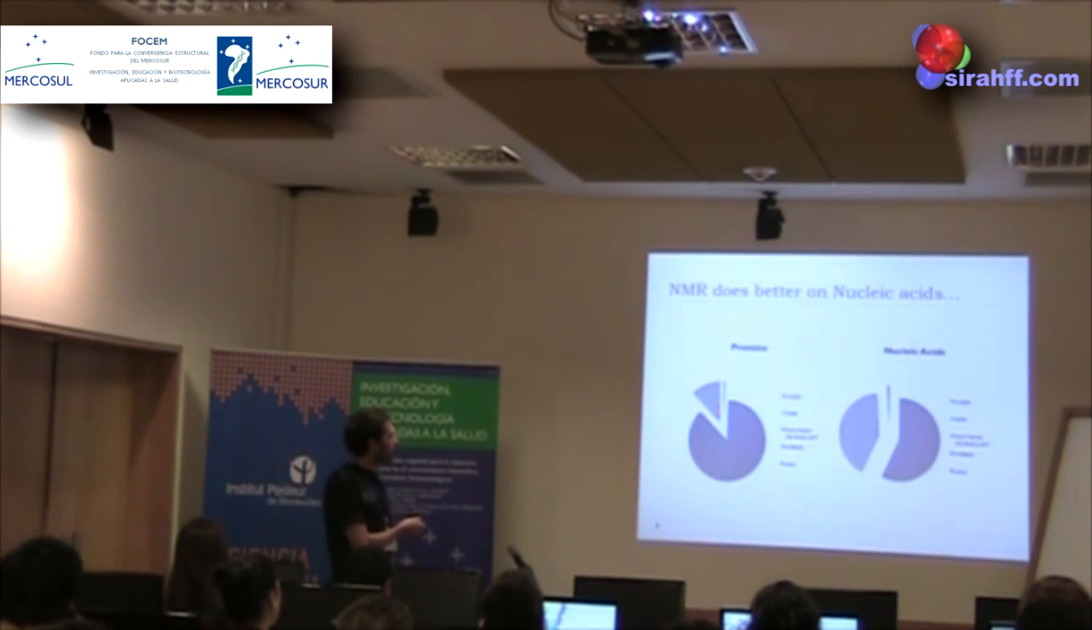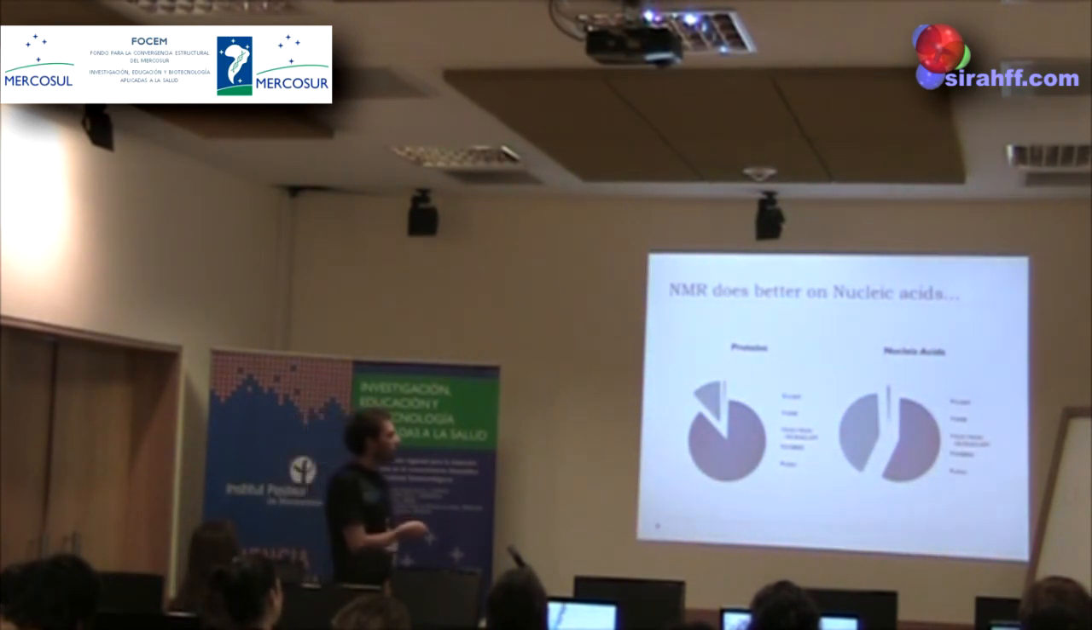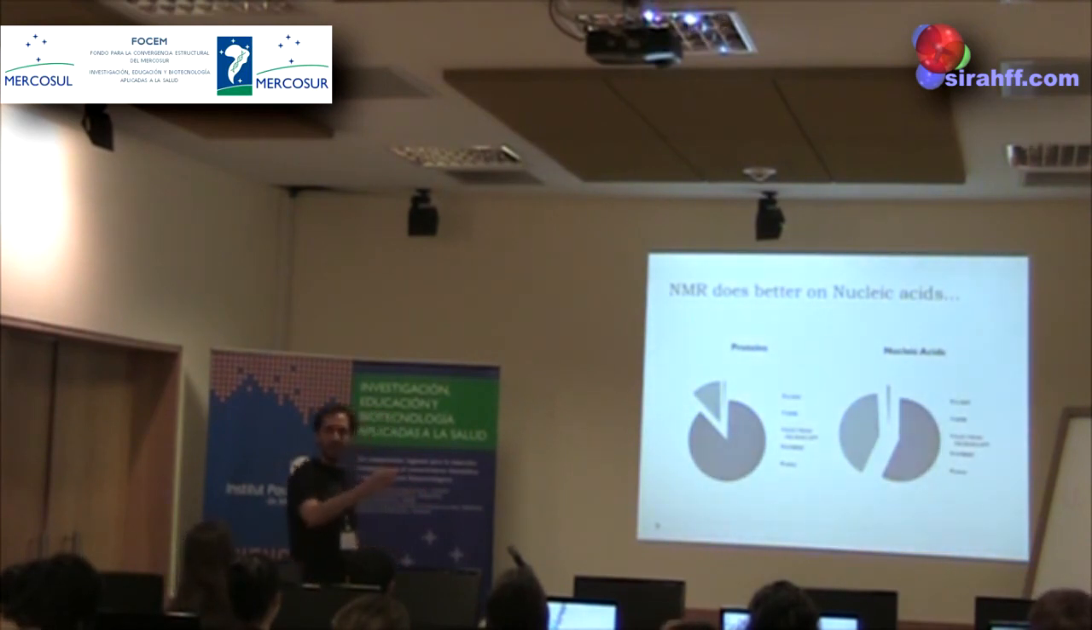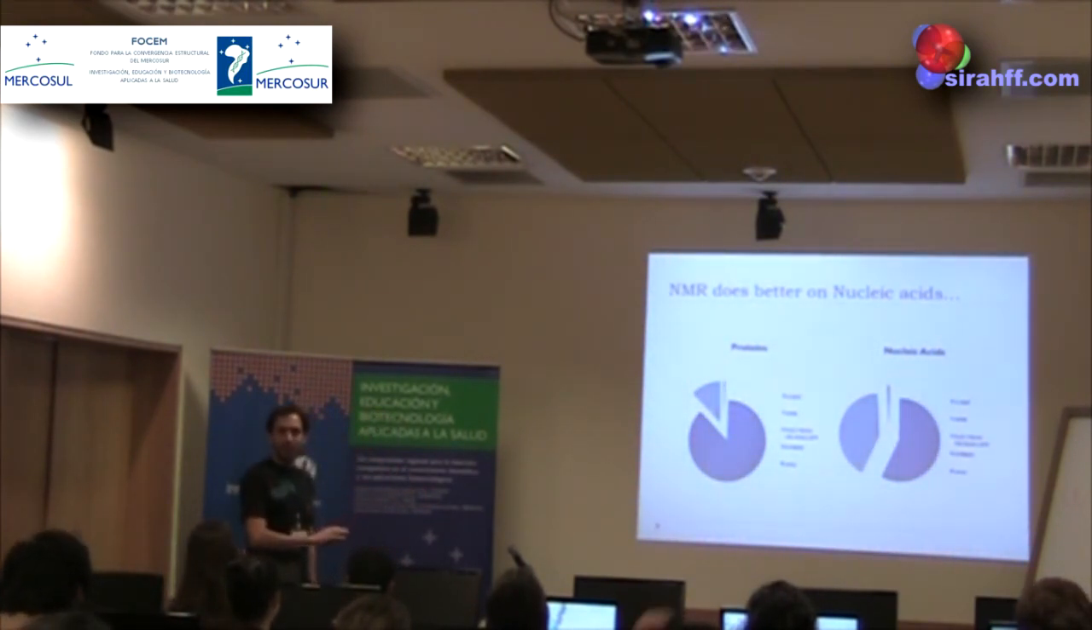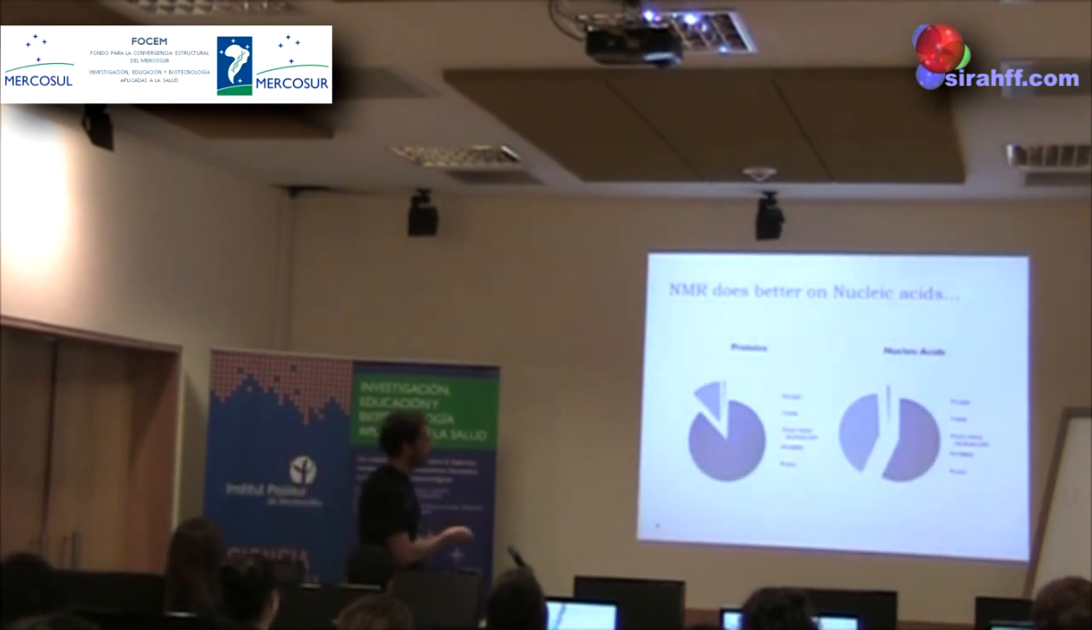In fact, that's the case for protein. You see here the proportion of NMR versus X-ray. In nucleic acids, it is not that different, we are almost half and half. And that, I think, is because nucleic acids of interest tend not to be crystallizable. So the interesting nucleic acids are the important ones, and nobody else cares. That's why you have to go to NMR to get information.